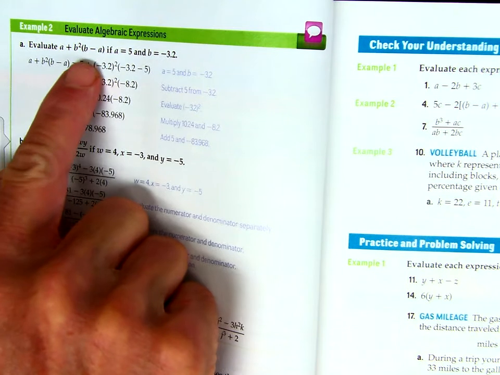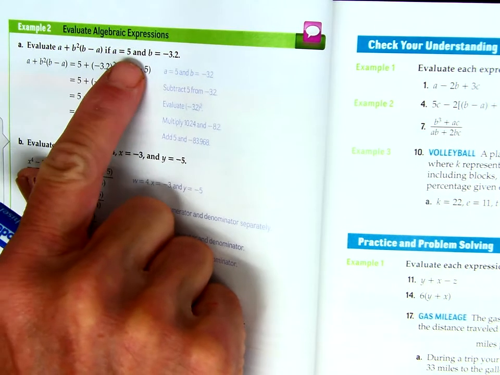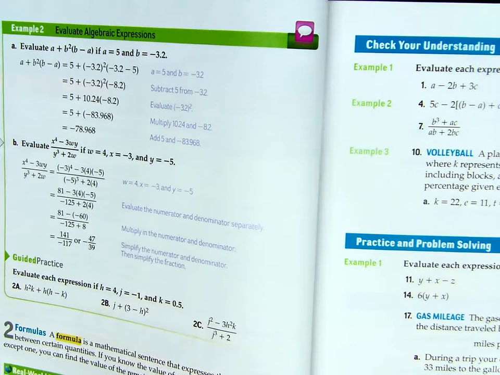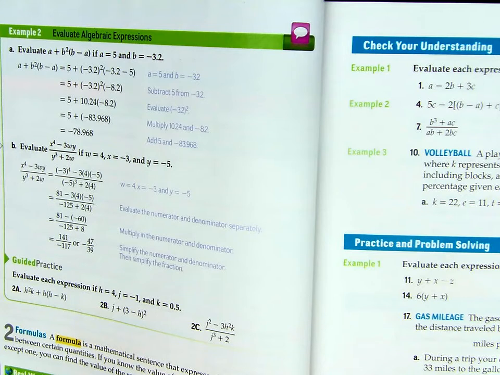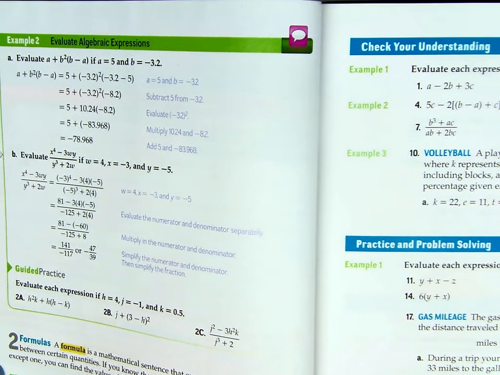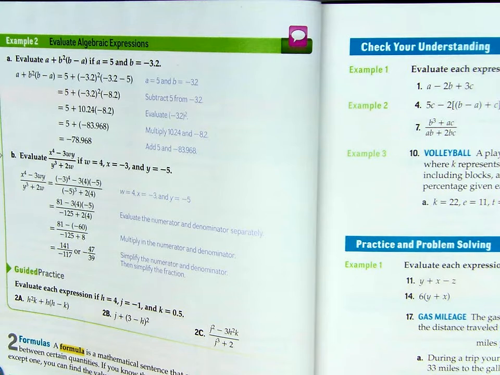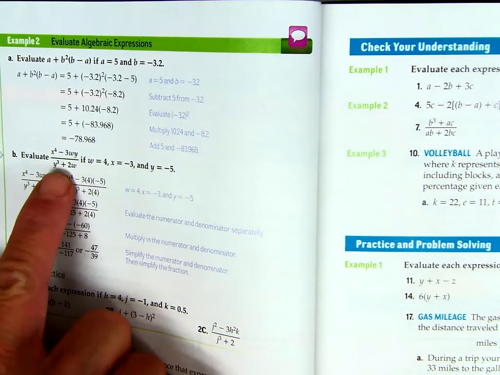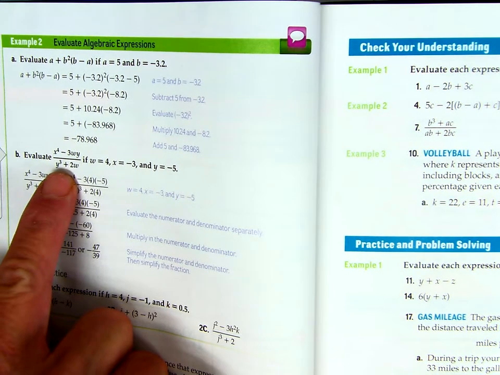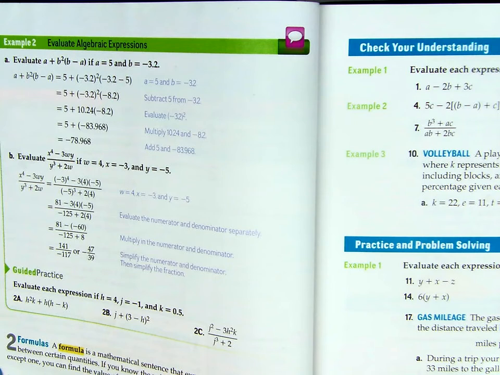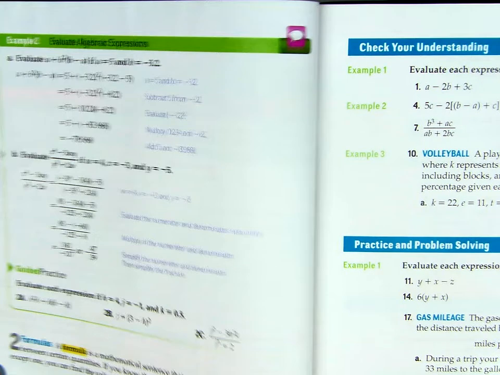Evaluate, here's an expression, if A equals 5 and B equals negative 3.2. Exactly the same thing. It's just that expression is a little bit more complex. Same way with the B part. Here's an expression. Here are all the values for the variables. Plug them in. Work it out.